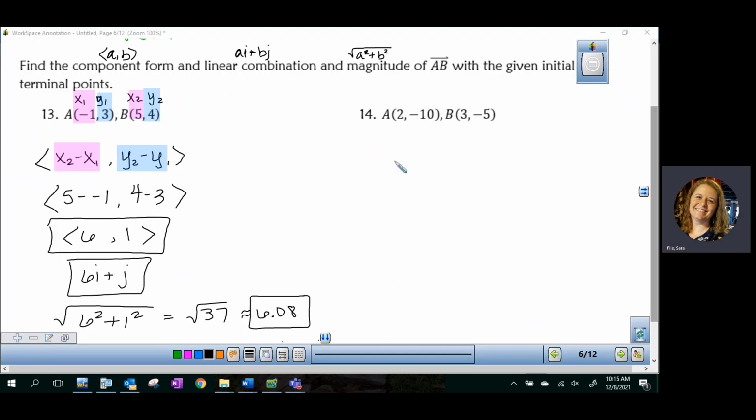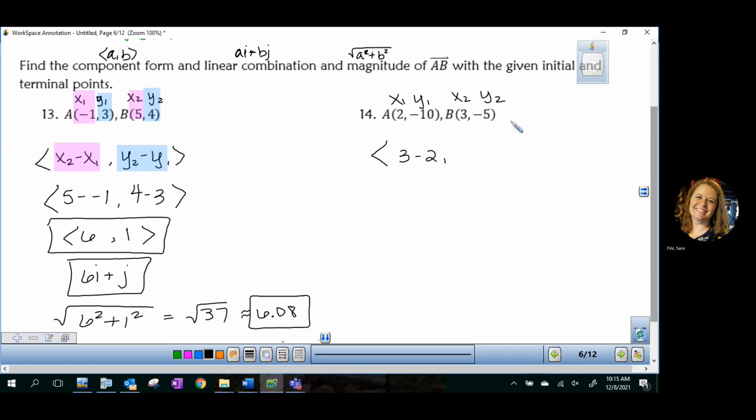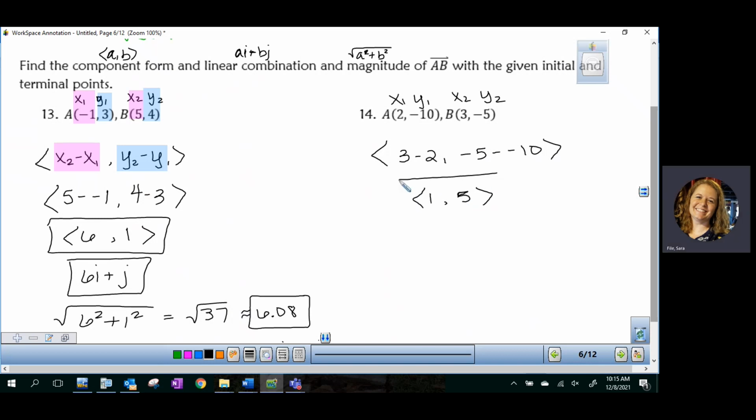All right, let's look at 14 then. X1, Y1, X2, Y2. So that's going to be 3 minus 2, and then -5 minus -10. So that comes out to 1, and that becomes plus 10, so that comes out to +5. So there is component form. So that means it is i plus 5j.